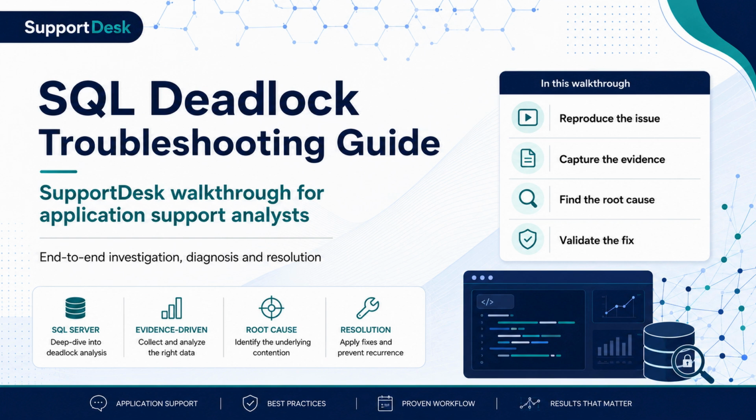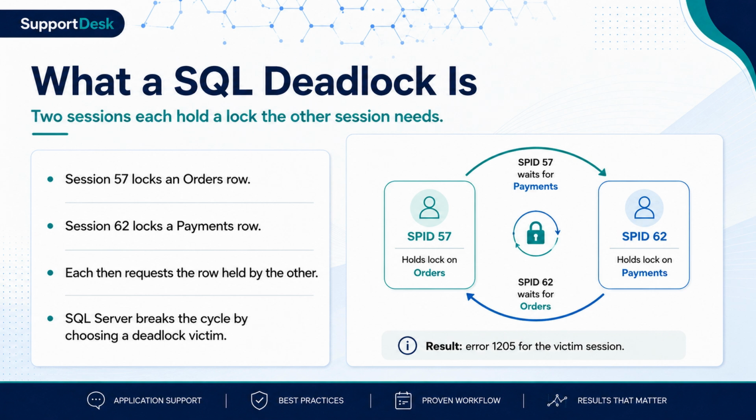The aim is not just to show the error, but to explain how an application support analyst can reproduce the issue, capture evidence, read the deadlock graph, identify the root cause and recommend a safe fix. The example uses a small order and payment process so the session IDs, SQL statements and results stay consistent all the way through. A SQL deadlock happens when two sessions each hold a lock that the other session needs.